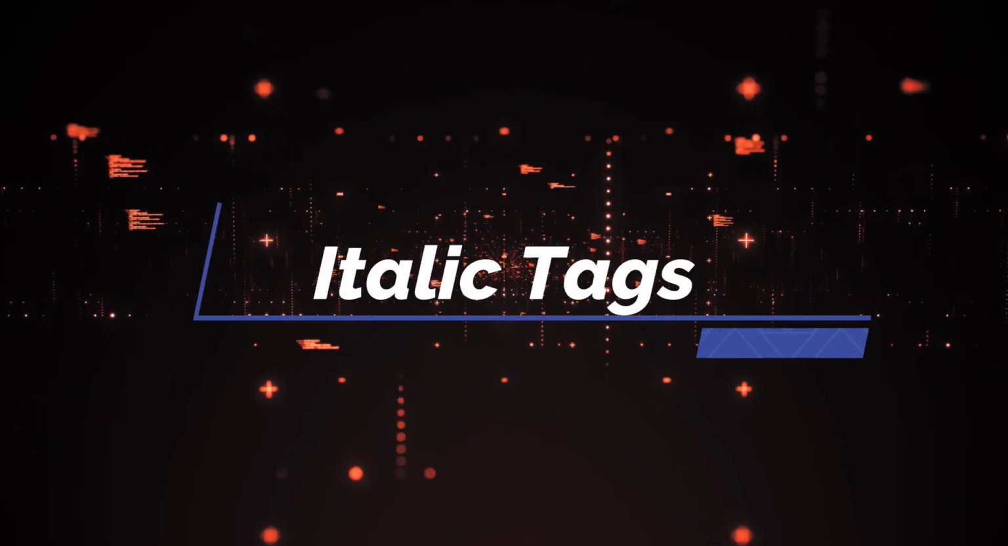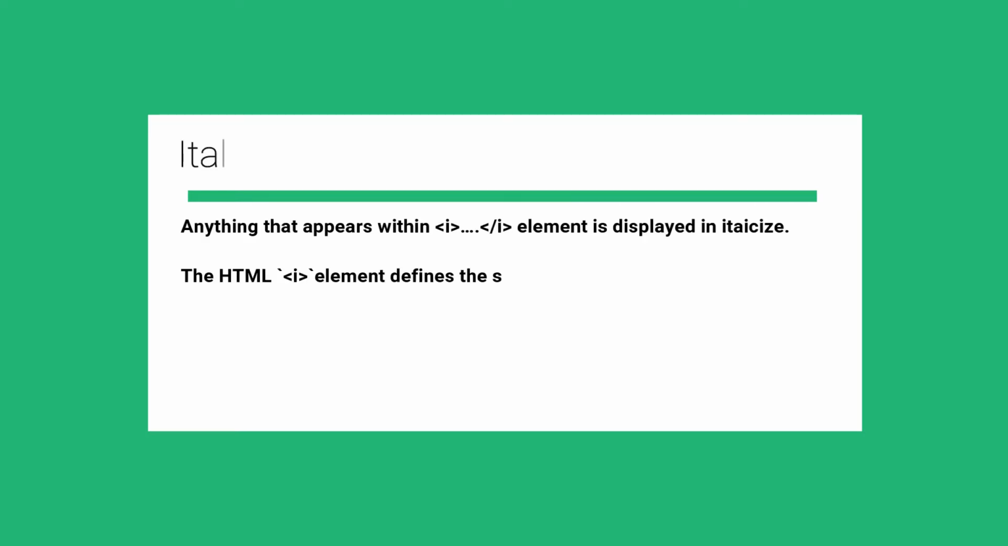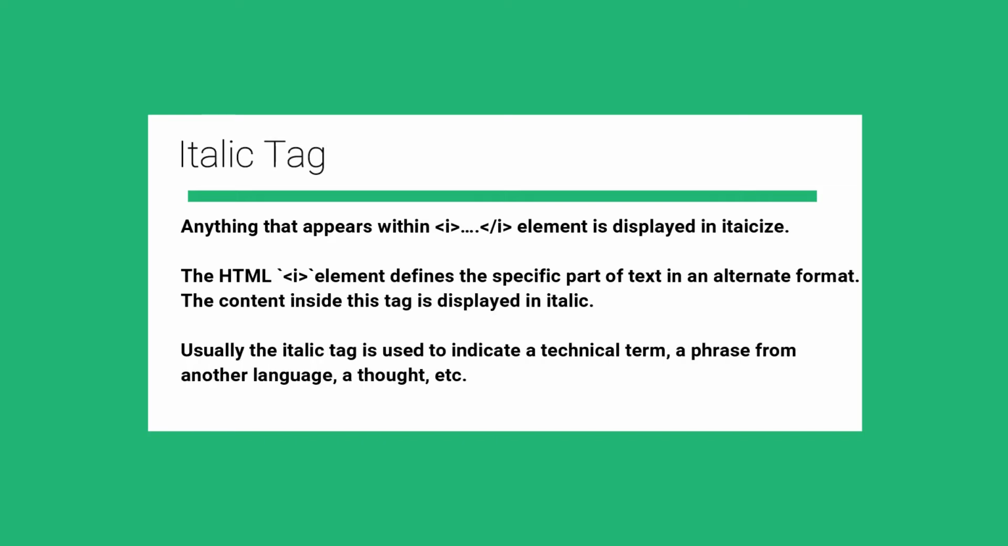Then we have the HTML italic and emphasis elements. Anything that appears within the italic element is displayed in italic format. The HTML italic element defines a specific part of text in an alternative format. The content inside this tag is displayed in italic. Usually the italic tag is used to indicate a technical term, a phrase from another language, a thought, etc.